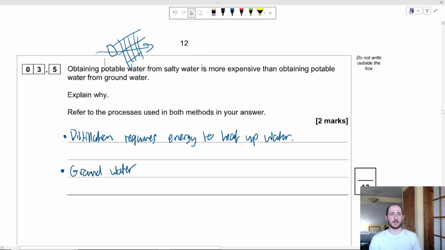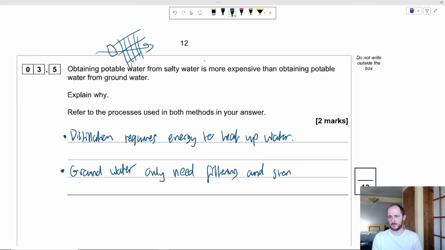Then you sterilize it through various ways. Normally, they just pump chemicals into it and then drain the chemicals out. And that's it. You just put a little powder in there and you're done. Okay, it's very, very quick and easy. So groundwater only needs filtering and sterilizing, which is relatively easy and cheap.